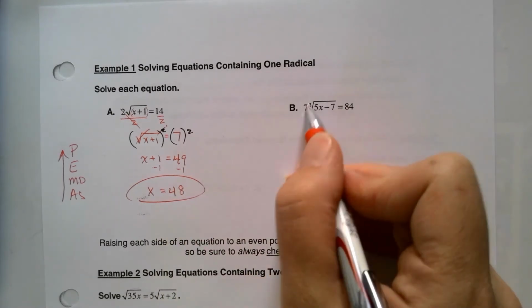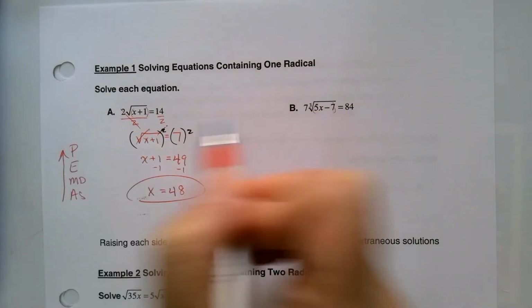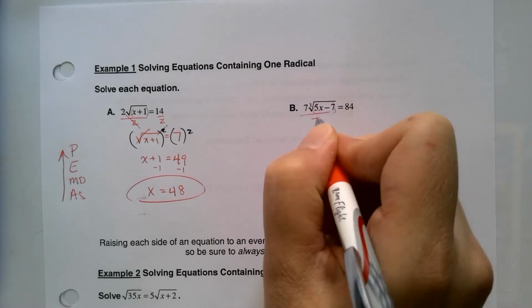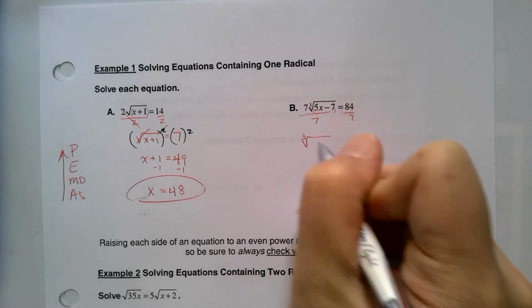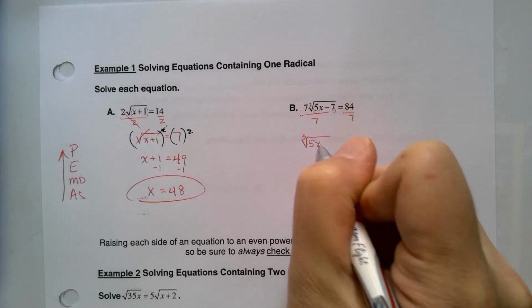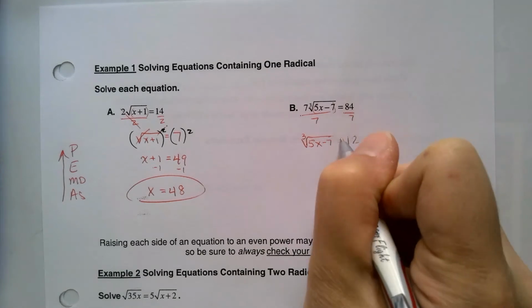First, I'm looking for addition, subtraction, and the only thing that I have is in parentheses, so I can't get to it. The other thing I'm going to do is divide both sides by 7. So I still have, notice it's the cube root, don't lose that, of 5x minus 7, and that is equal to a nice 12. So that divided nicely.